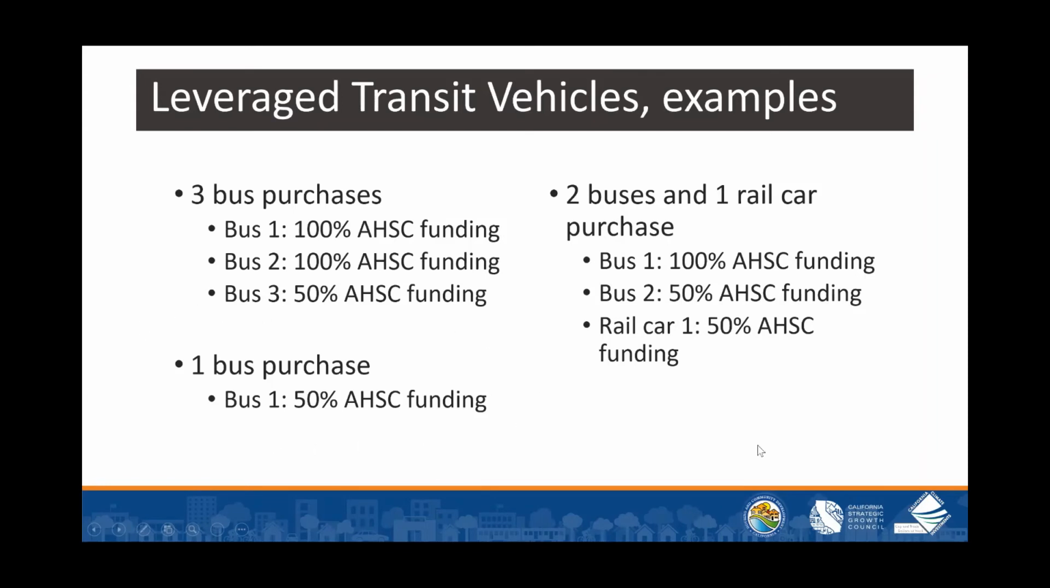And finally, we have an example with multiple transit types, here with 2 buses and 1 rail car. For the buses, you can see this rule applies, where the first vehicle must be entirely funded by AHSC and the last vehicle must be at least 50% funded by AHSC. For the other mode of transit, the rule applies separately. That is, this rail car must be at least 50% funded by AHSC. So if there were a second rail car purchased here, that second rail car must be entirely funded by AHSC because the 50% rule can only apply to one vehicle per transit mode.